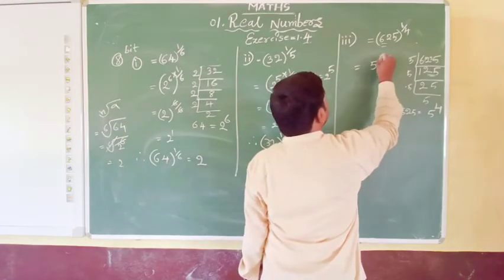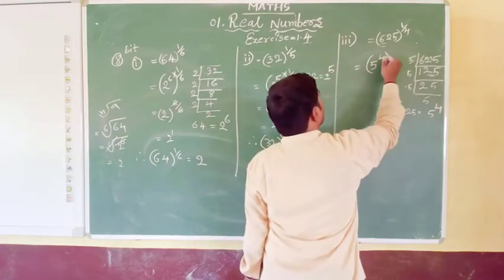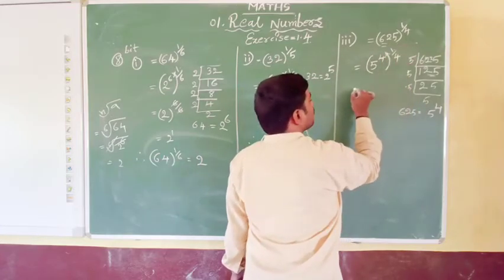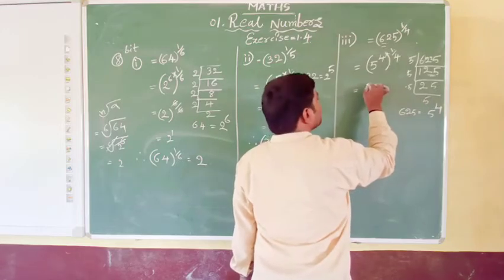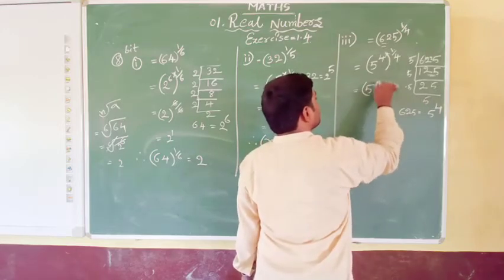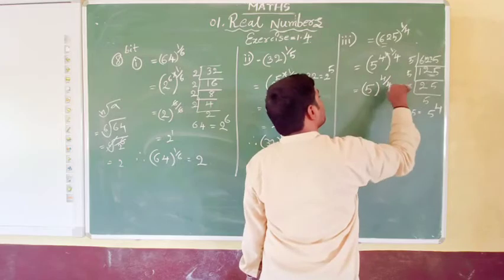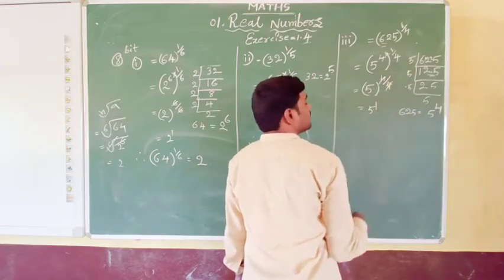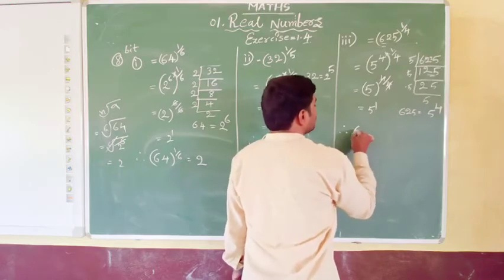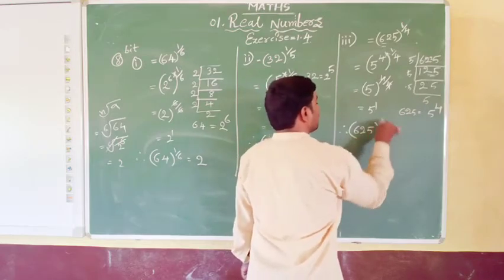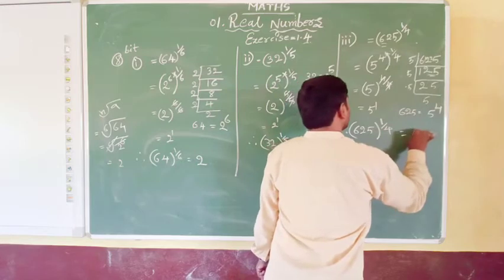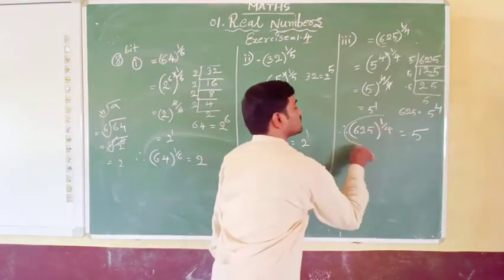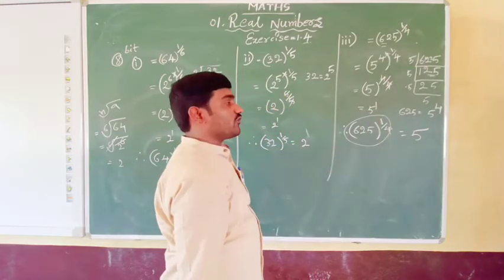Now this also we can write: 5 to the power of 4 whole to the power of 1 by 4. This 4 into 1 we get 4 only. 5 to the power of 4 by 4. This 4 by 4 gets cancelled, and 5 to the power of 1 is nothing but 5 only. Therefore 625 whole to the power of 1 by 4 is equal to 5. And this is the exponential form.